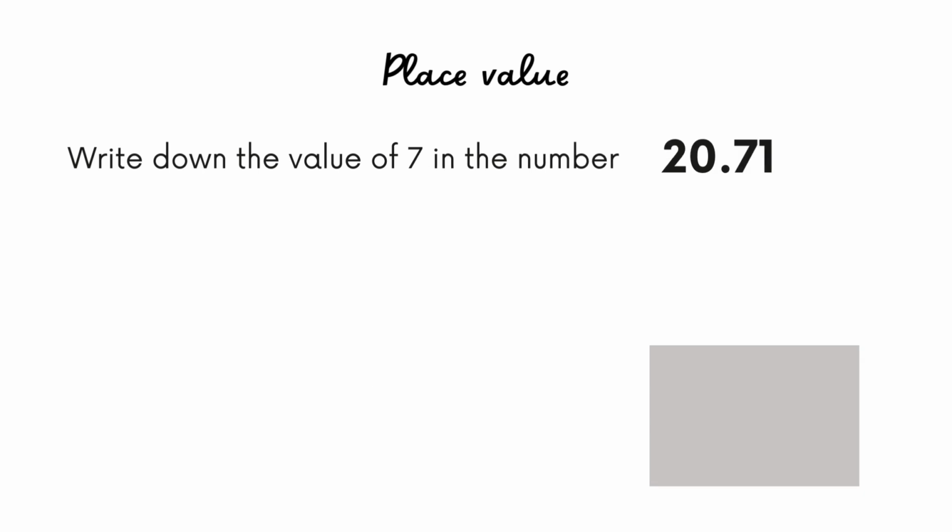Let's take a look at a third example. Write down the value of 7 in the number 20.71. So we arrange this number and we know where it falls. Our 2 goes under the tens, our 0 goes under the units. Remember, the digit just before the decimal point is the unit, and the digit just after the decimal point is the tenth. So the 7 is after the decimal point and it's the tenth, and then the 1 is the hundredth. So we can see that 7 is under tenths. That means that the value of 7 in 20.71 is 0.7.